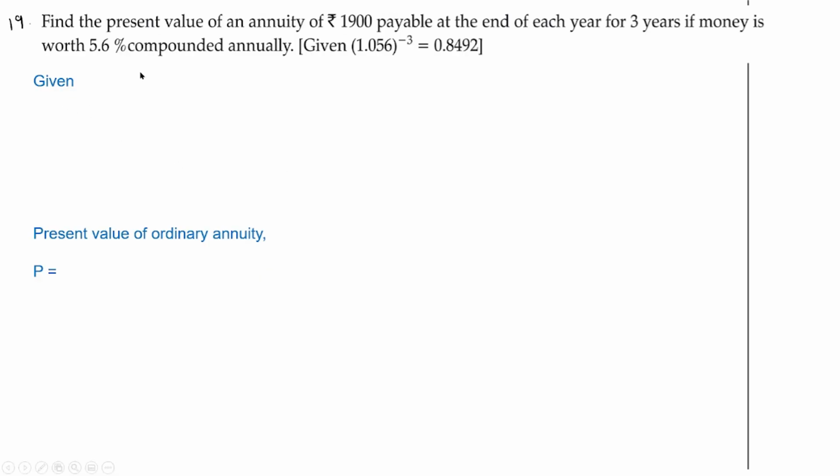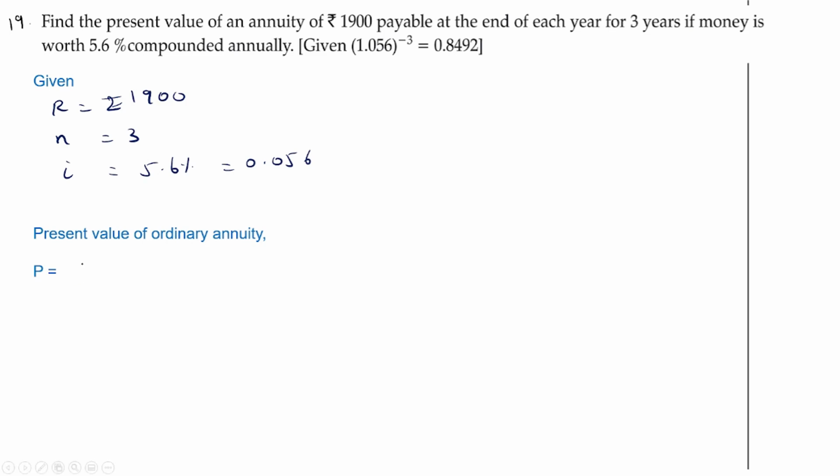Next question, find the present value of annuity of rupees 1,900 payable at the end of each year for 3 years if money is worth 5.6% compounded annually. So this is present value of annuity of rupees 1,900 where money is worth 5.6% compounded annually. So here it is given R is equal to rupees 1,900, N is equal to 3 years and I is equal to 5.6% or it is 0.056.